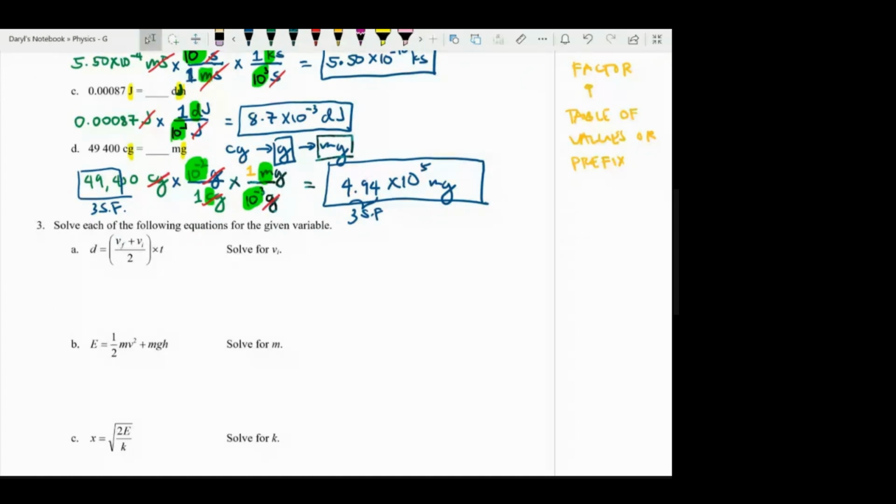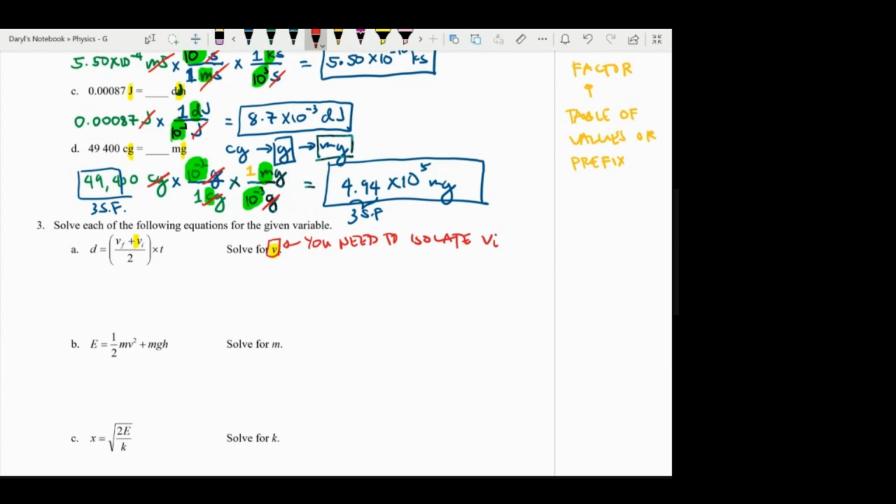For letter A, we're going to solve for VI. If you're asked to solve for something, it's just a way of saying you need to isolate it. You need to isolate VI. You have two sides of the equation, the left and the right, and all your aim is to isolate your VI. That means you need to have VI on one side of the equation only. So how do we do that?